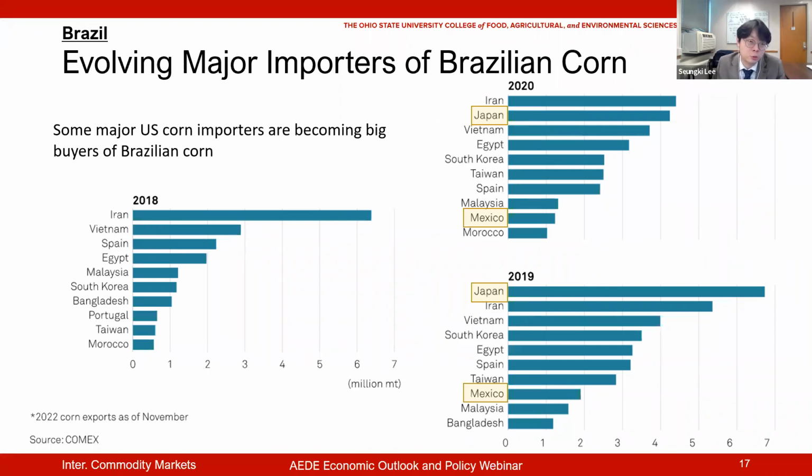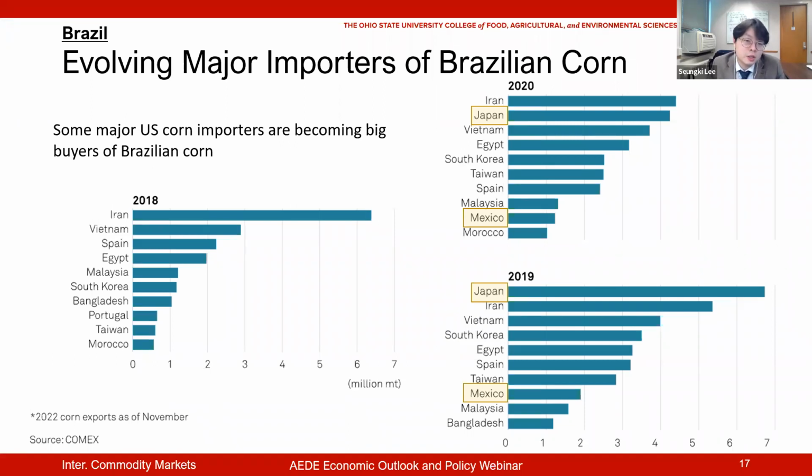Market, the U.S. export market, then it might not be that important, but there is actually quite a lot of overlap. So this is the evolving list of major importers of Brazilian crops. From 2018, they had a list of Brazilian corn importers, but in 2019 we had some issues because of the prevented planting.